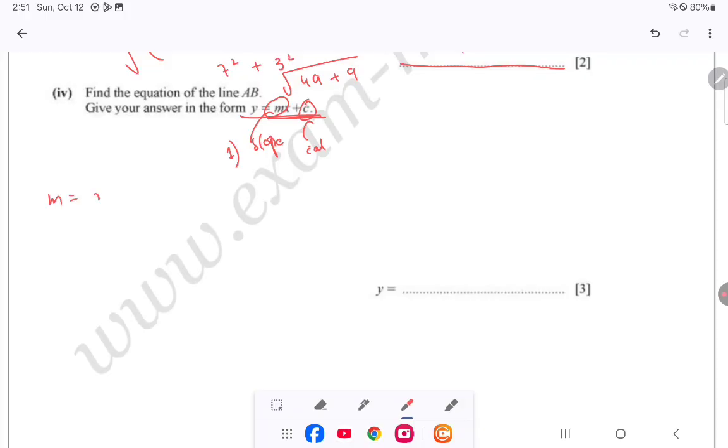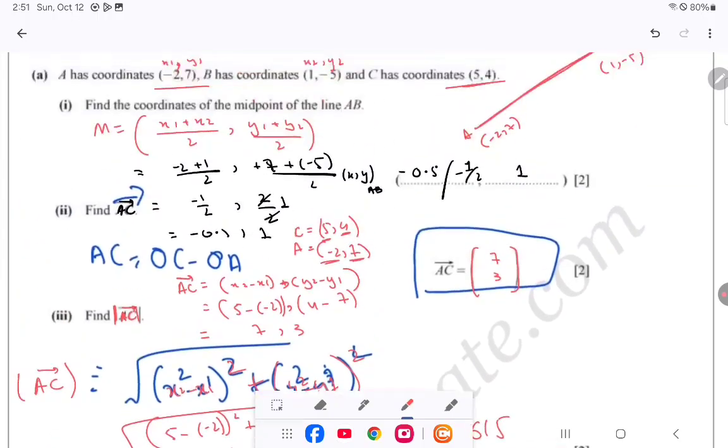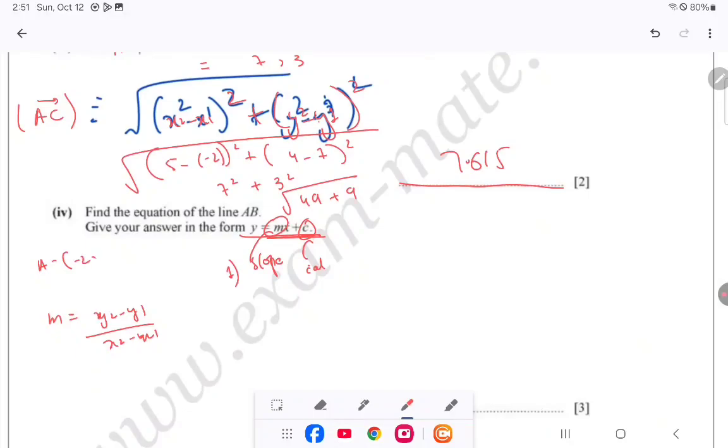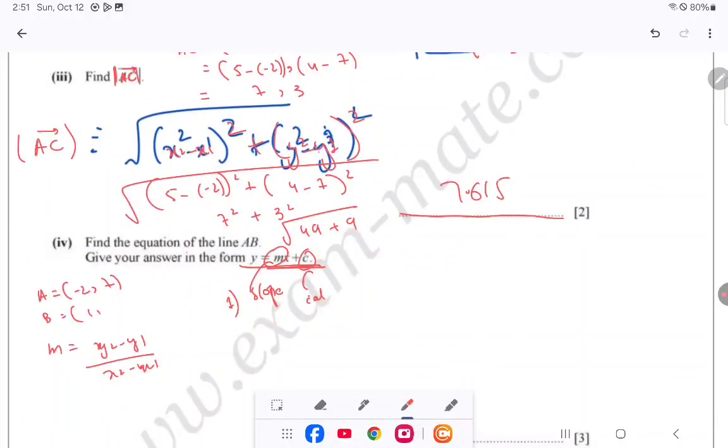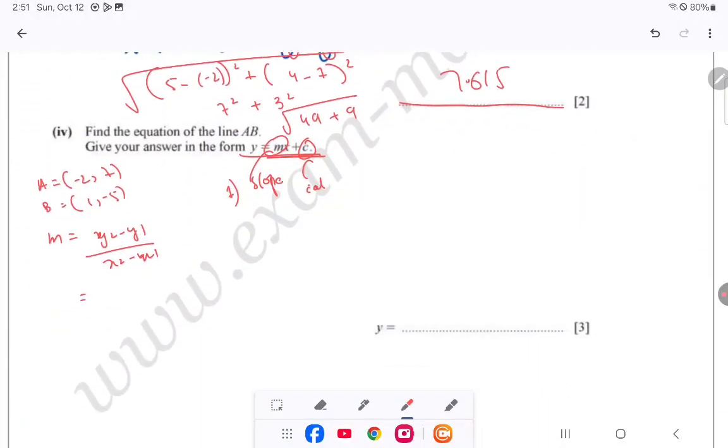For m, y2 minus y1 over x2 minus x1. A is right here negative 2 comma 7, and B is here 1 comma negative 5. Put the values. y2 is negative 5, y1 is 7, x2 is 1, x1 is negative of 2.